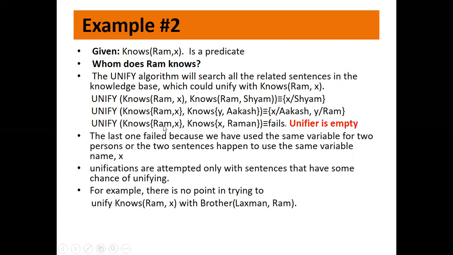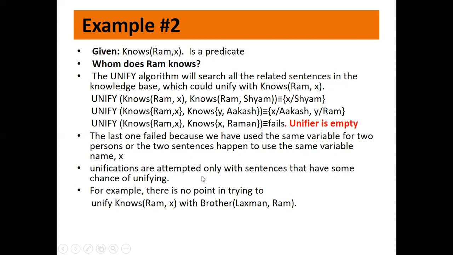Is it fine? Now the third statement, if you look here, unify knows Ram comma X, knows X comma Raman. If you apply the unifier here, it will fail. It will be an empty unifier. Why will it fail? If you look carefully, they are using the same variable. It fails because we have used the same variable for two persons, or the two sentences happen to use the same variable name X. So this will not work.